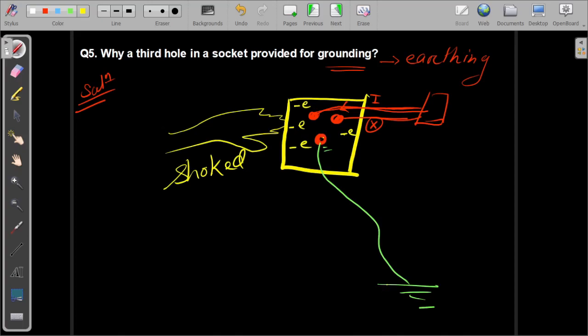This extra charge will go to the ground through this wire. Then there will be no extra charge on the appliance, that means on the socket. Then if you touch it, you will not be shocked. Due to this purpose, the third hole is provided in a socket. Understood? Okay, let's proceed to the next one.